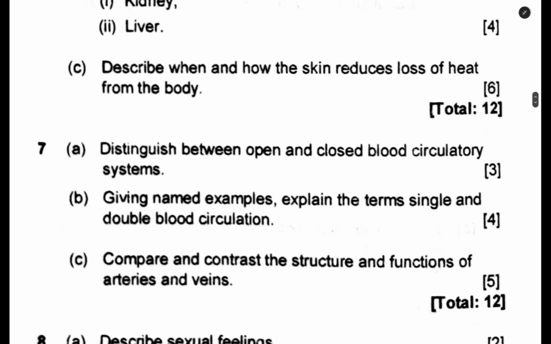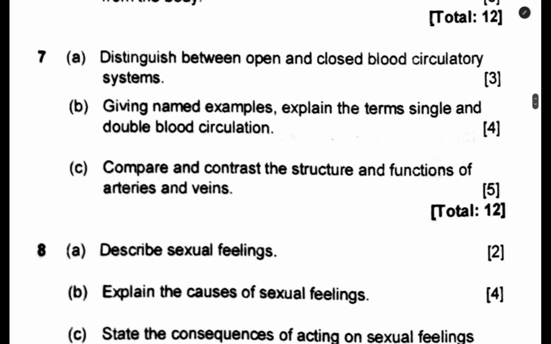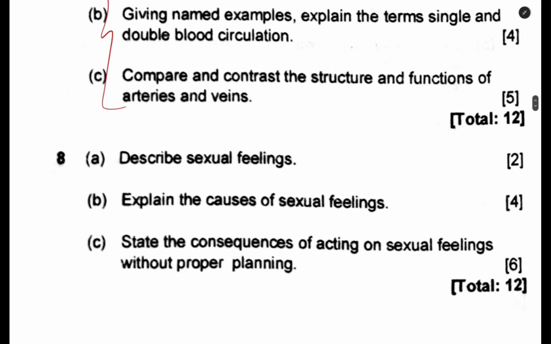Okay. Then distinguish between open and closed circulatory system. So this is on the circulatory system, which is transport in man. Distinguish between open circulatory system and the closed circulatory system. Then B, giving named examples, explain the term single and double circulation. Then compare and contrast the structure and function of the arteries and the veins. So as you go through, please make sure that these parts, you know them. Some of you have gone through this already, so as I'm giving these questions, you're just refreshing.